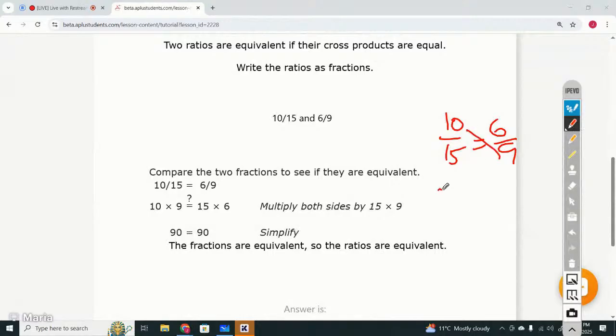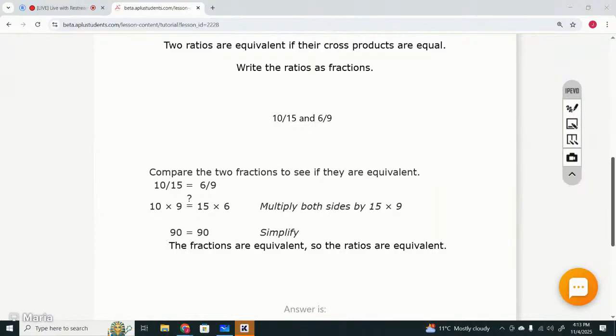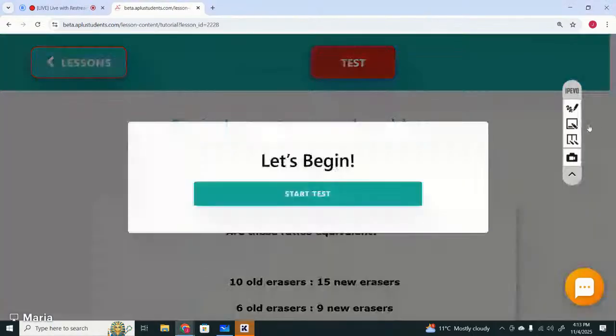Now cross multiply. We have to do 10 times 9 and 15 times 6. 10 times 9 is 90 and 15 times 6 is 90. So both sides are equal. That means they are exactly equivalent. Okay, you can complete it. Let's start with the test questions.